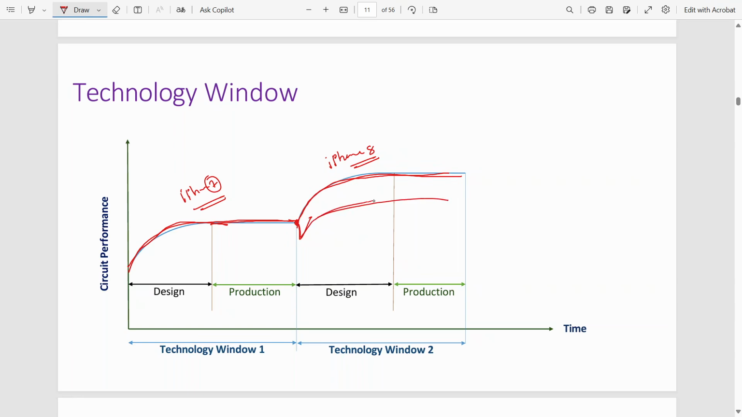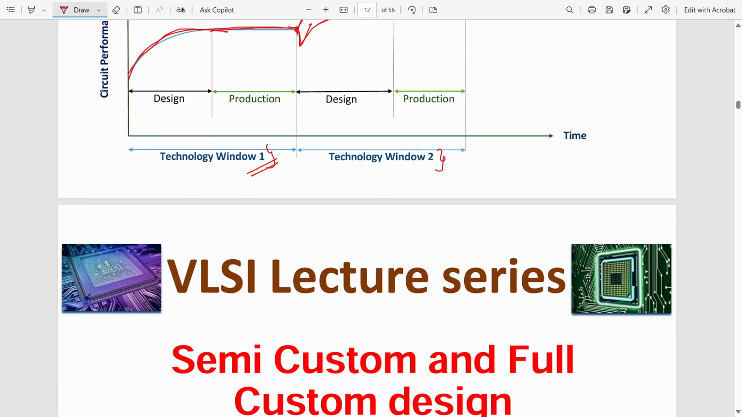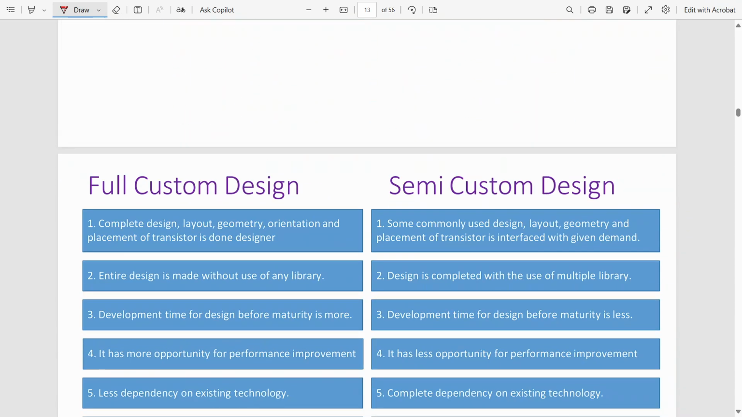Okay, it should start from the improved version. So this is the first technology, which is implemented in iPhone 7. In iPhone 8 it should start from whatever the improved features are in iPhone 7. Okay, so this is the technology window. Okay, and semi-custom and full custom.